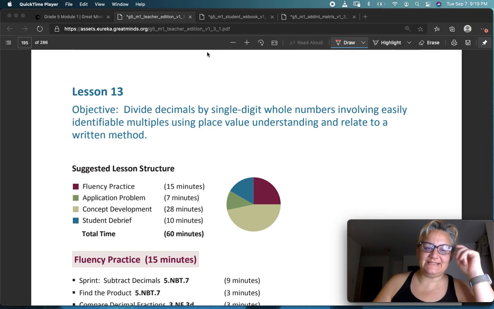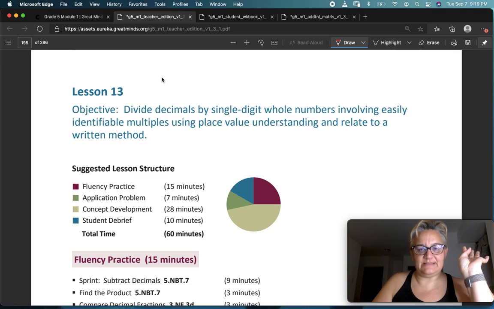Our objective today is to divide decimals by single-digit whole numbers involving easily identifiable multiples using place value understanding and relate to a written method. Okay, let's break that down. Dividing decimals, okay? So that's what we're doing today.